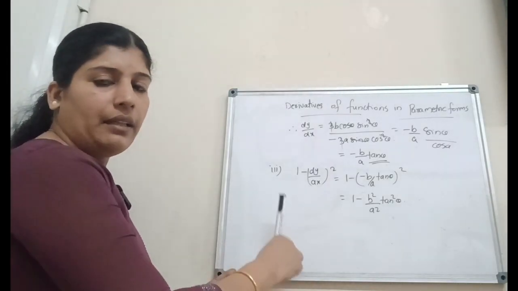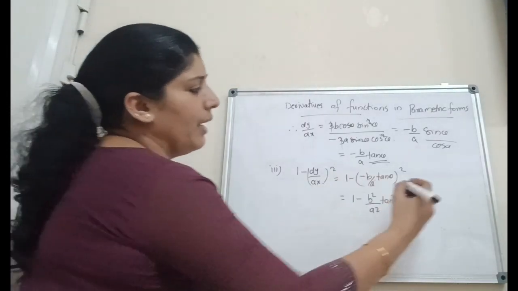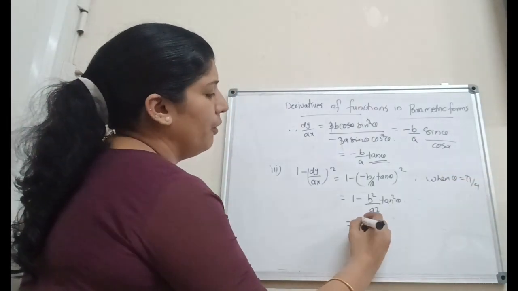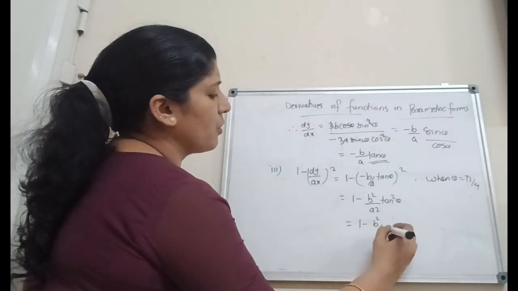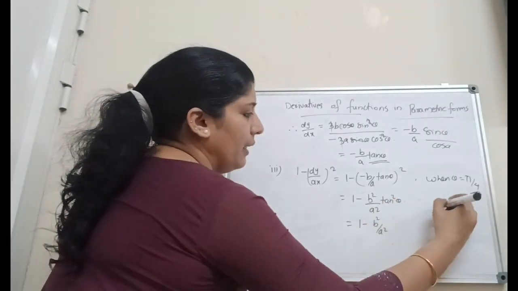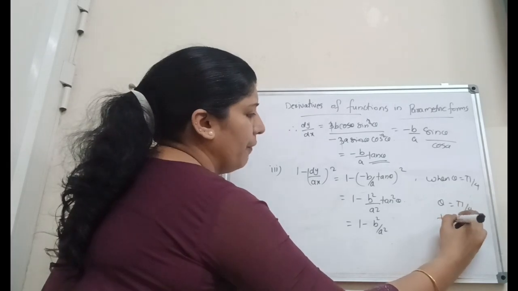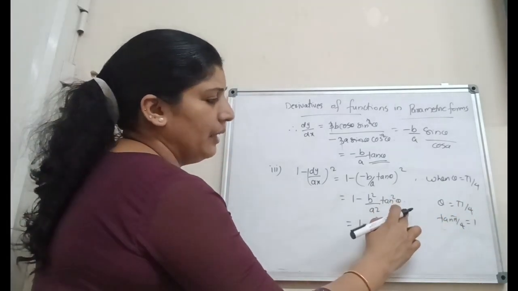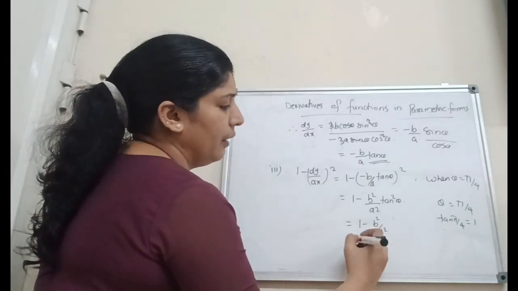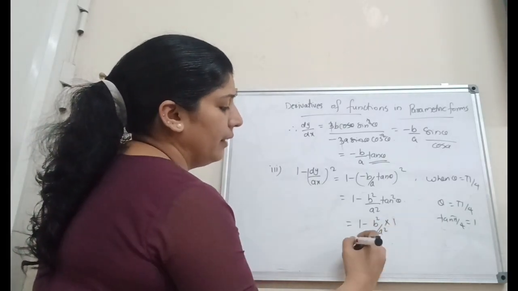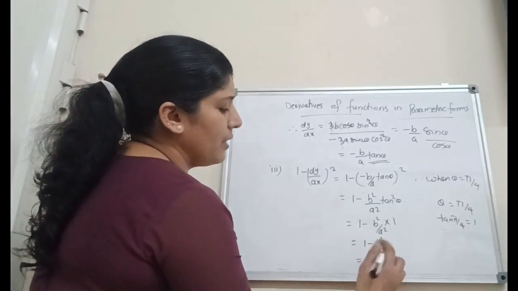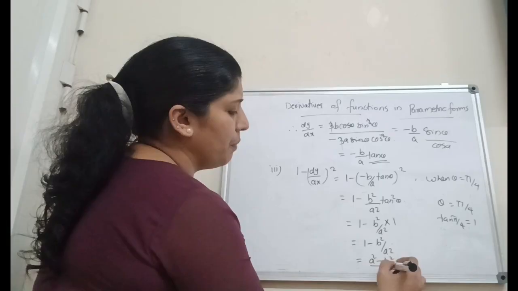The third question is find the value of 1 minus dy by dx whole square when theta equal to what? Pi by 4. That is it is equal to 1 minus b square by a square into tan square pi by 4. The value will be 1. That is when theta is equal to pi by 4, tan pi by 4 equal to 1. Therefore tan square pi by 4 is 1. That is equal to 1 minus b square by a square. It is equal to a square minus b square divided by a square.